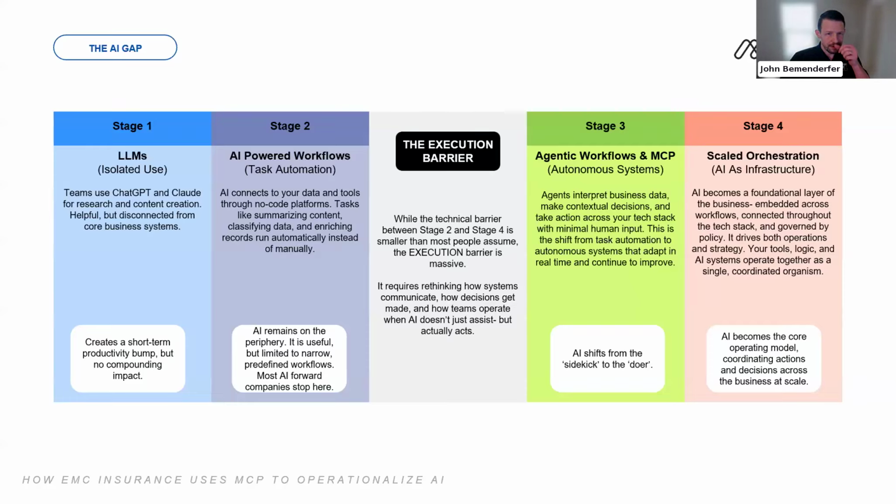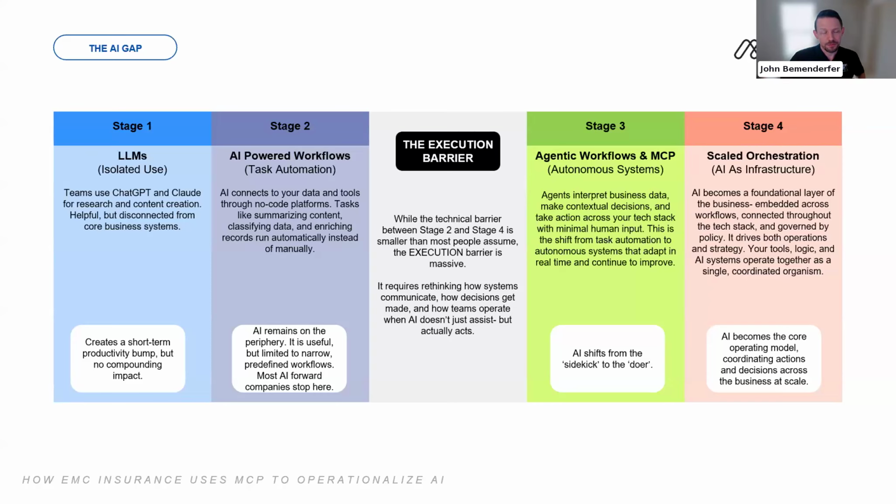Then there's this execution barrier. The technical barrier between stage two and three is smaller than people assume. It's the execution barrier that is massive here. This requires a rethinking of how systems communicate and how teams operate when AI actually acts and not just assists. Companies that have tried to cross this gap typically do it with custom code. As a result, there are fragile integrations and bespoke connectors, slow to build and expensive to maintain, and with the speed at which the industry has been evolving, it's difficult to keep it running and working with the latest models.